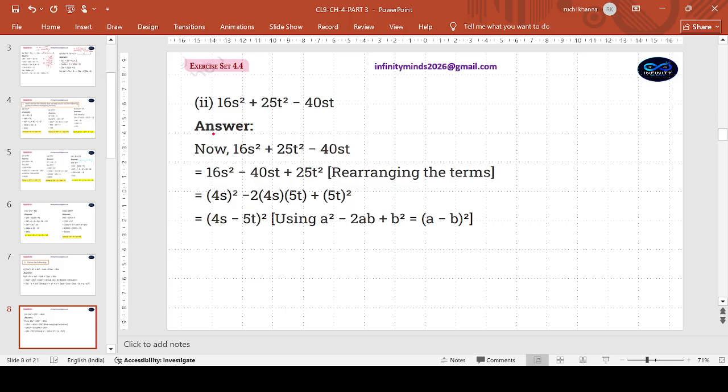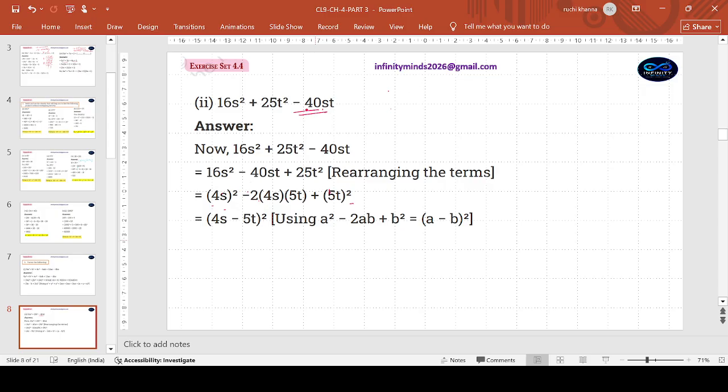Going to the next. Is anything coming common? Step 1 we have to think of common. Step 2 we have to think of any of the identities. Is it a square value? Yes. 4s whole square, 5t whole square. Minus will be copied as it is. Can this be written as twice of these two which you've got, twice of 4s into 5t? Yes. So can minus 40t be written as... minus will be as it is, 40 is twice of this. Yes. 4s minus 5t whole square, using a minus b whole square identity.